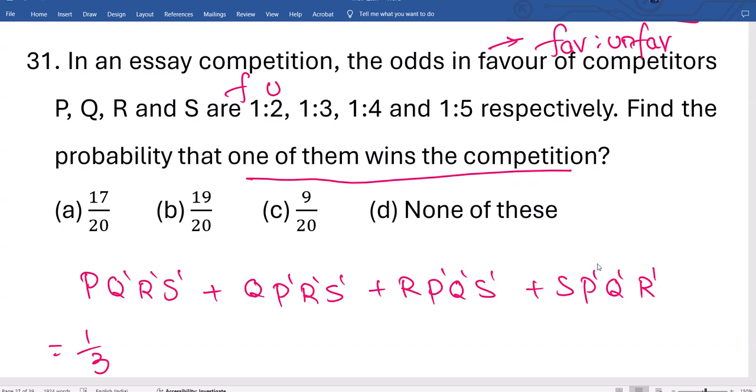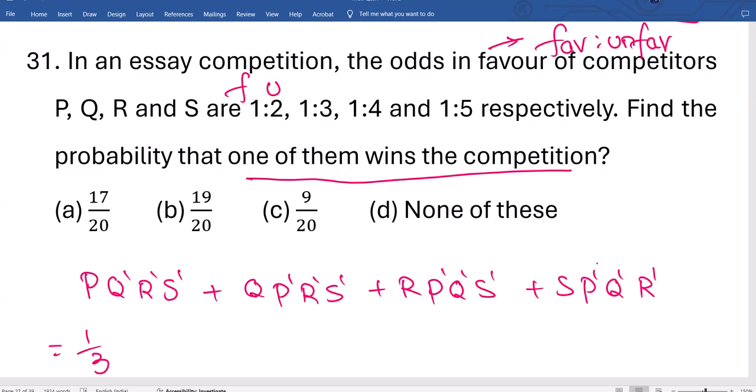Odds against a particular game is unfavorable to favorable. Odds in favor of a particular game is favorable to unfavorable. This is a new term. Probability is favorable out of total. But there are some new terms in probability only: odds in favor of, odds against likewise.